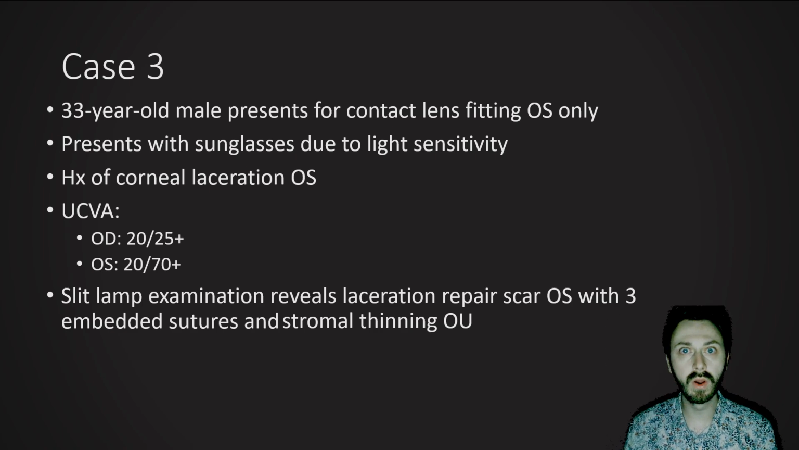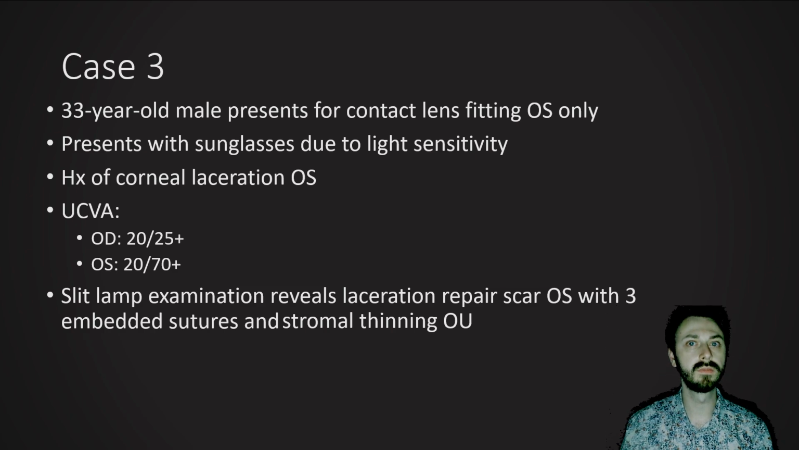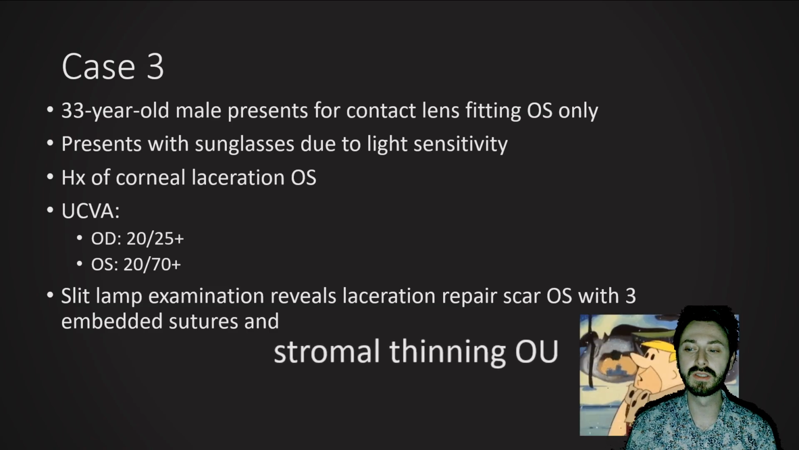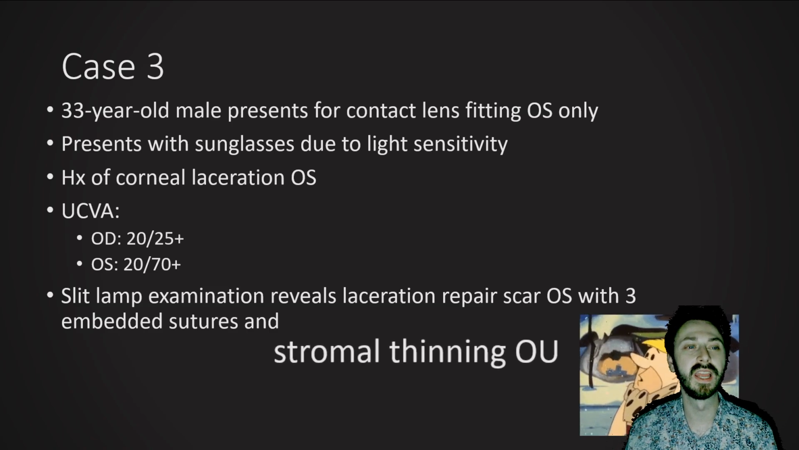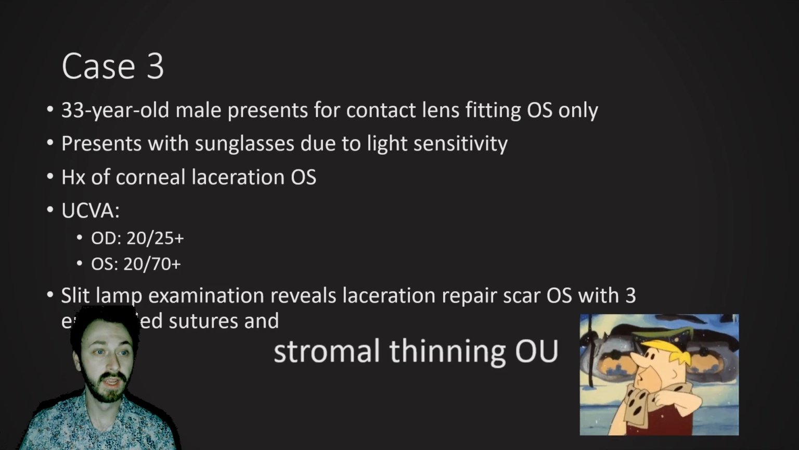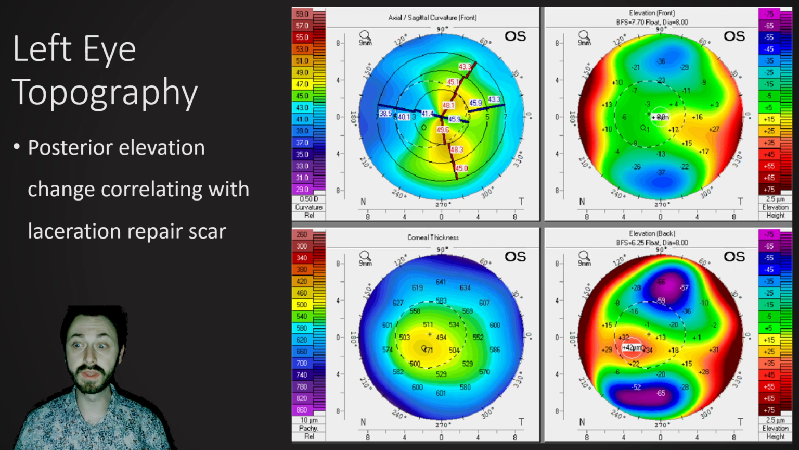He claims to have no prior ocular history, but like I said, we took a look at the eye. We saw the laceration scar, we saw sutures, and we saw stromal thinning, both eyes. He denies that anything happened to the right eye, but stromal thinning is a little interesting. So, scratching my head a little bit, we did what we kind of always do, contact lens service. I took a topography, and this is the left eye. This is the eye with the trauma.